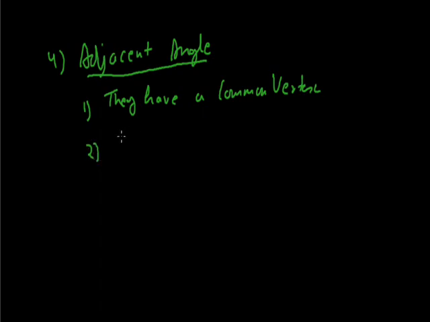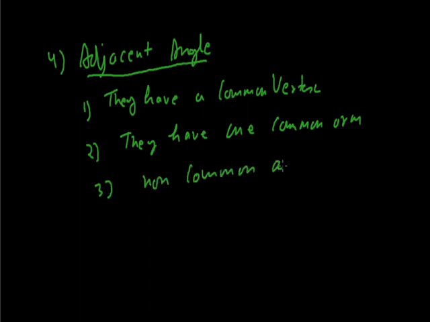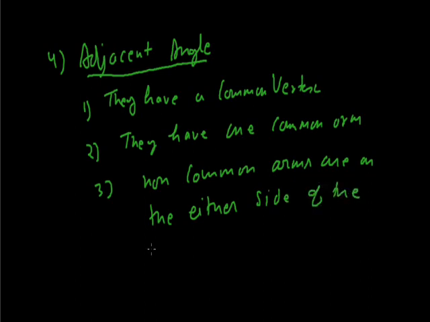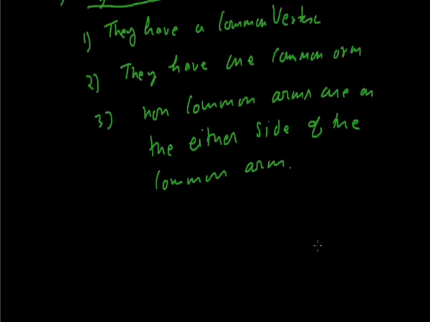Second, they have one common arm between them. And the third point is that the non-common arms are on either side of the common arm. Now ये सारे पॉइंट हम डिस्कस करेंगे एक एग्जांपल को लेके कि आप दो एंगल्स को एडजसेंट कब कहते हैं, जब ये अपनी तीन कंडीशंस फुलफिल हो जाएंगे. तो इन कंडीशंस को हम डिस्कस करते हैं.